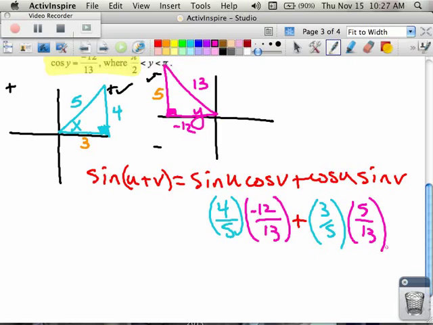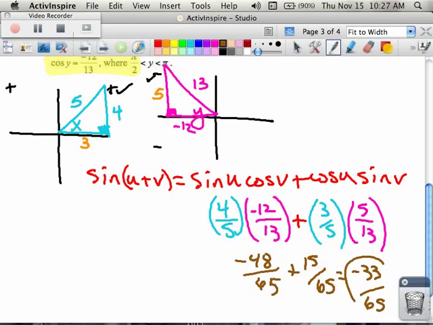Now it's all about simplifying the fractions. So when I go to simplify those fractions, on the left I have negative 48/65 plus 15/65. Oh look, they already have the common denominator. I put them together and my answer is negative 33/65. Final answer.